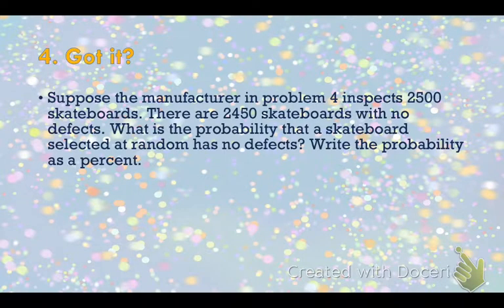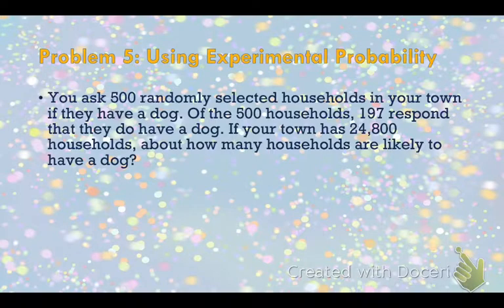Once again, pause your video, try the Got It, resume when you are ready to check your answer. Alright, welcome back. Your answer for the Got It question is 98%. Once again, if you need help figuring that out, raise your hand and let me know. And last but not least, problem 5, using the experimental probability.